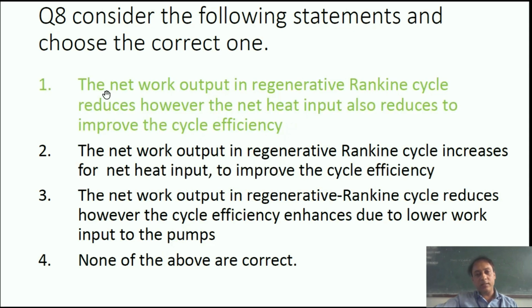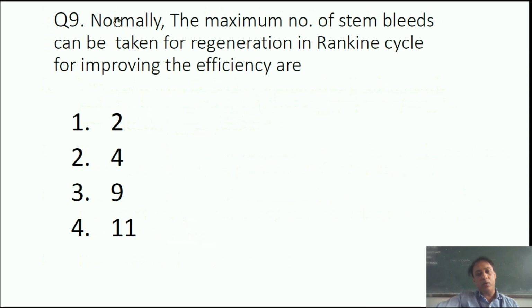The correct answer is the first one. It means the net work output of regenerative Rankine cycle reduces. It is contrary to that of reheat, in which the net work output increases. Here it reduces. However, the net heat input is also reduced. Due to that, the efficiency improves. So, the first one is correct.